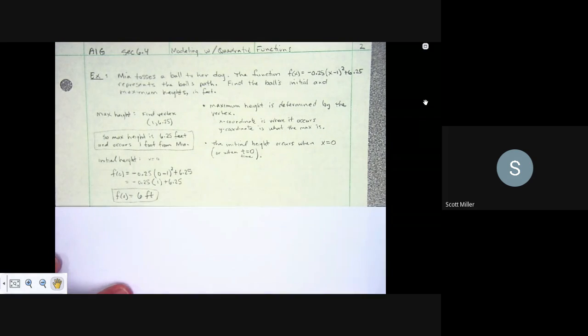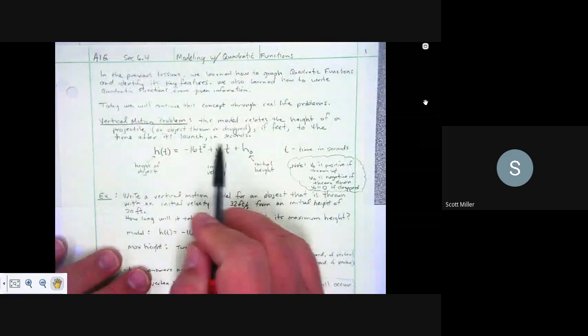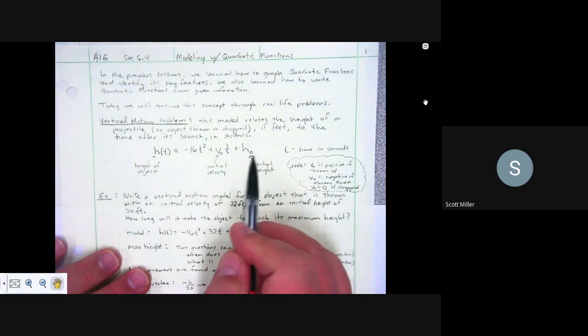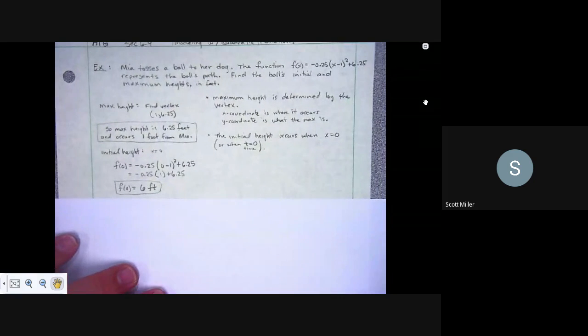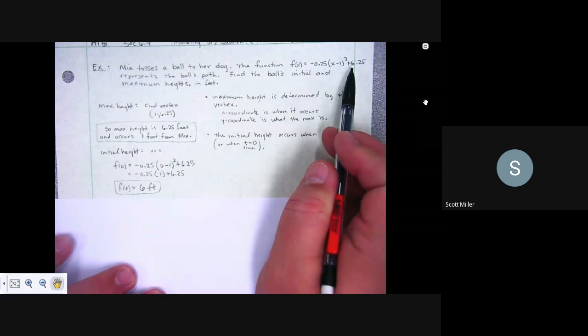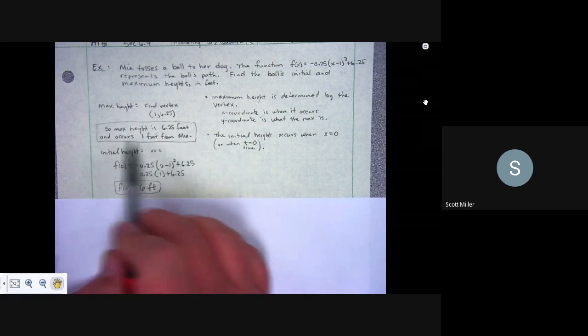If you look back at this model over here, if t is 0, then these two terms right here are 0, and I end up with h sub 0 only, which is the initial height. So to find the initial height, you need to plug in 0. So if I give you a model, when you plug it in, it should look like this. You plug in f of 0 equals, you substitute 0 for x, you work this out, and you get 6 feet. So the initial height is 6 feet, and this is the maximum height up here.